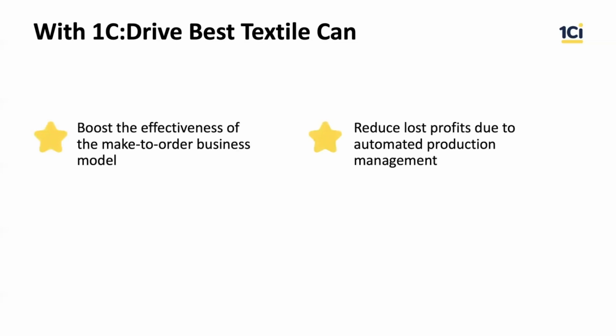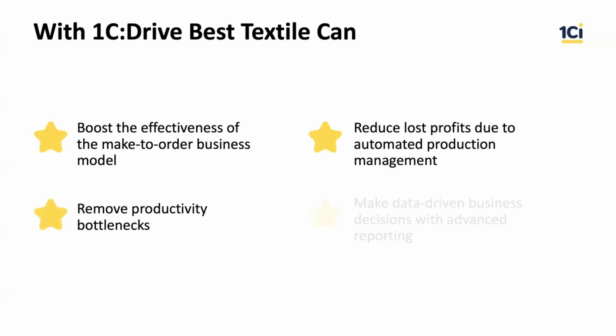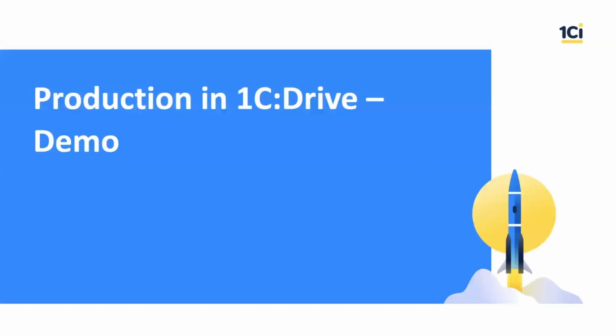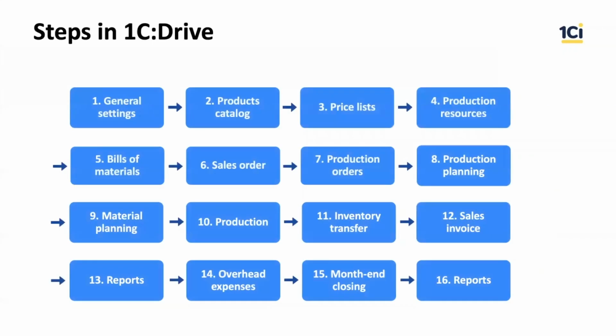OneSeed Drive allows efficient management of materials, equipment, and employee work time and capacity. Using the production planning and control modules, you can ensure real-time management of orders. And with the flexible reporting system, the company can build various reports and easily analyze costs and overheads. Now let's see step by step how Best Textile automates its business in OneSeed Drive. We'll go through these 16 steps in the most detail.